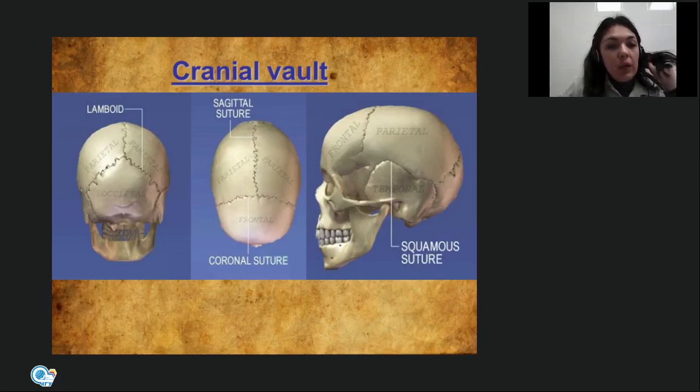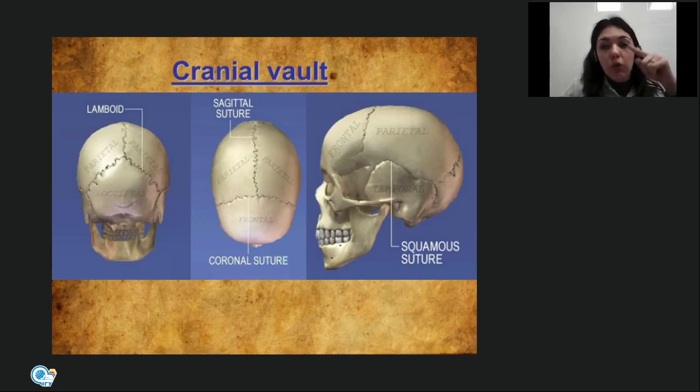Here we can see that between the frontal bone anteriorly and the two parietal bones posteriorly, there is the coronal suture, sutura coronalia. Between the adjacent parietal bones, like an arrow, the sagittal suture passes, sutura sagittalis. Between the occipital bone and the parietal bones, the lambdoid suture passes, sutura lambdoidea.